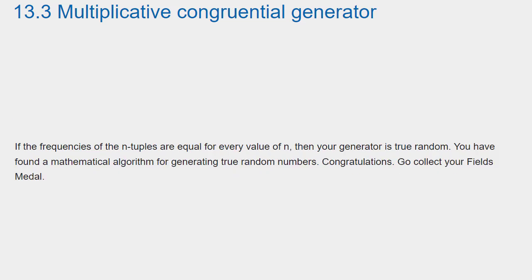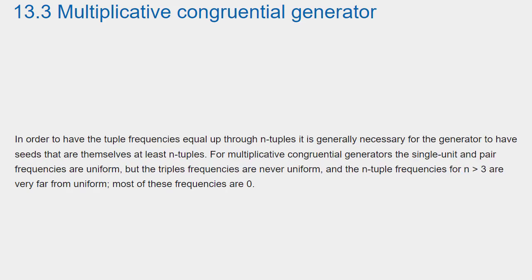If the frequencies of the n-tuples are equal for every value of n, then your generator is true random. You have found a mathematical algorithm for generating true random numbers. Congratulations! Go collect your Fields Medal. In order to have the tuple frequencies equal up through n tuples, it is generally necessary for the generator to have seeds that are themselves at least n tuples.